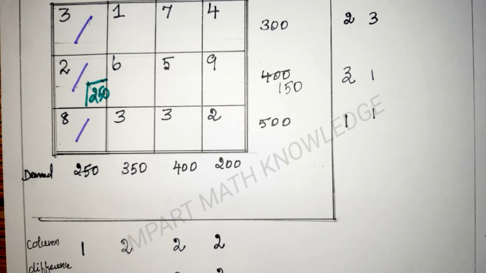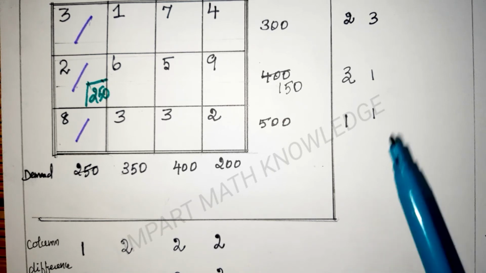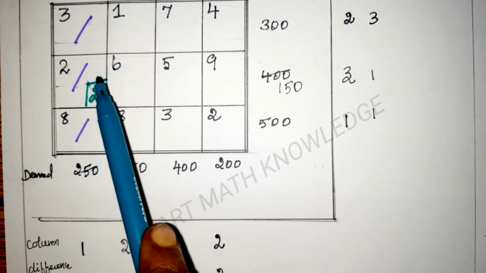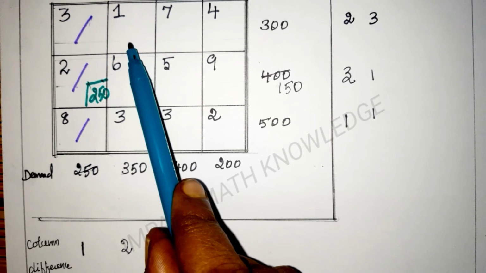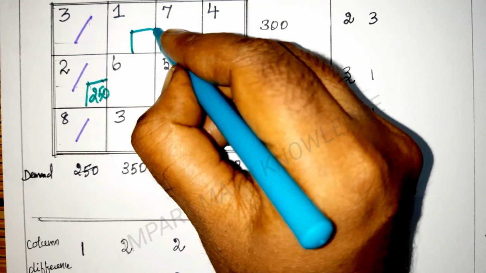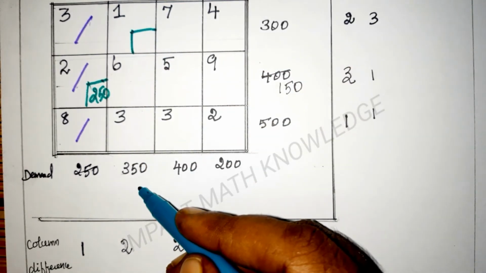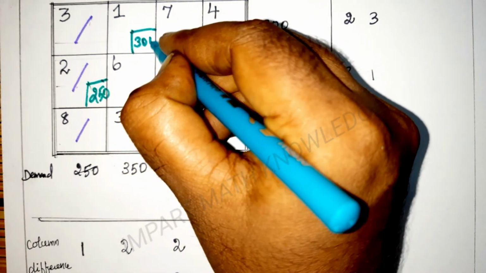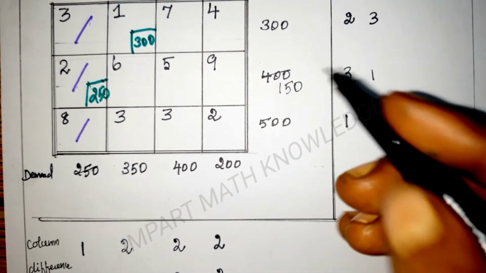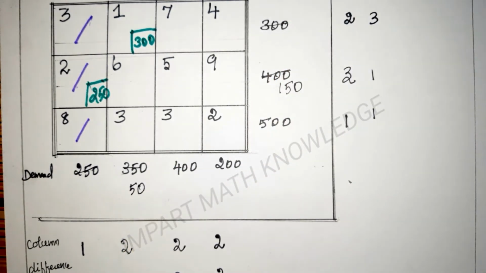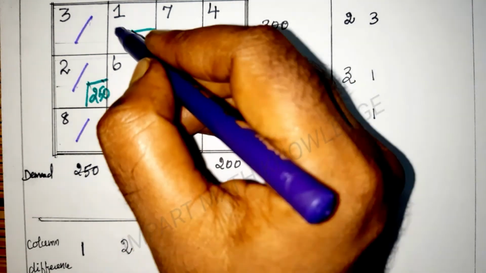Now from row differences and column differences, the highest penalty is 3. So you allocate your value in the first row. In the first row, the minimum cost cell is this cell. Here you are going to allocate your value. For this cell, supply is 300, demand is 350. The minimum value is 300, so you allocate 300 here. Once you allocate, you have to strike out the value. And here the difference is 50. Here supply is satisfied, so you have to strike out the row.